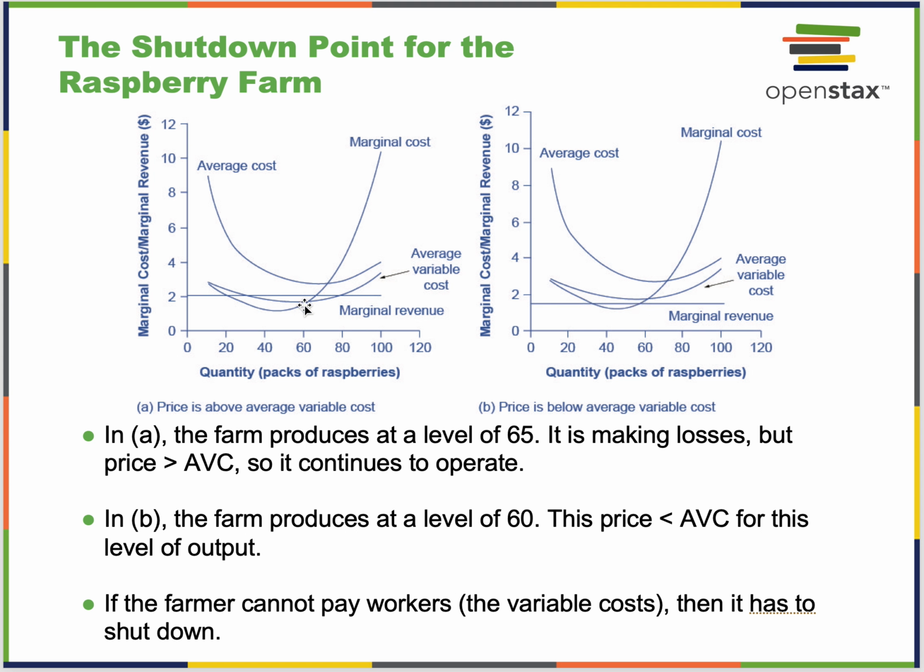In the first case, every item I produce will produce a marginal profit because the price is higher than the minimum average variable cost, and it will subtract from the fixed cost. You got to pay attention to this. The farm produces at a level of 60. This price is below the average variable cost for this level of output. If the farmer cannot pay workers the variable cost, then it has to shut down.